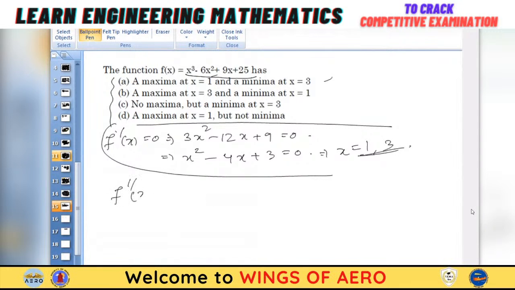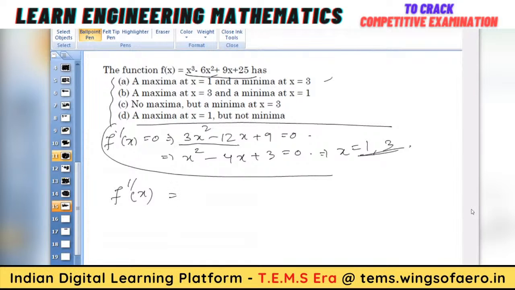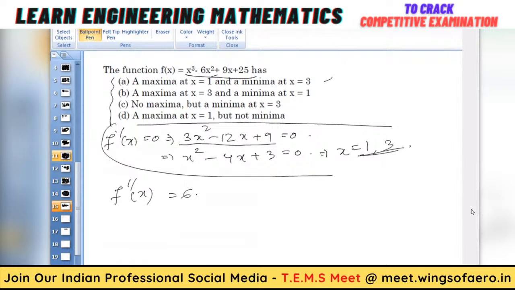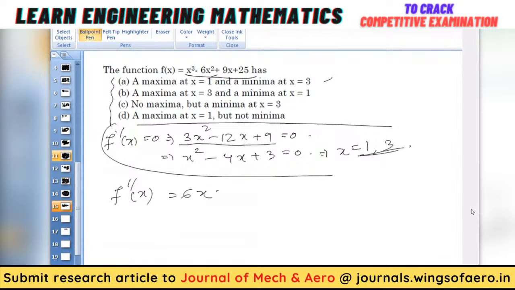Next, what is your duty? Find the second derivative. Second derivative is, again, take the derivative of this one. So 6x minus 12. Am I right?